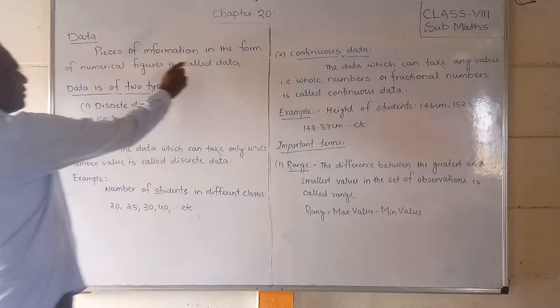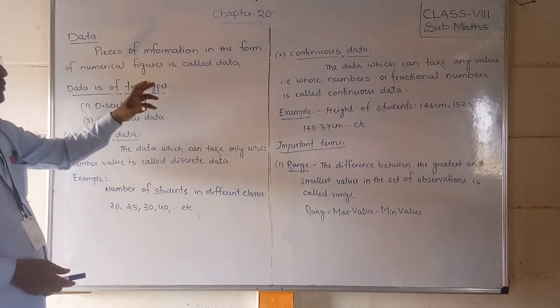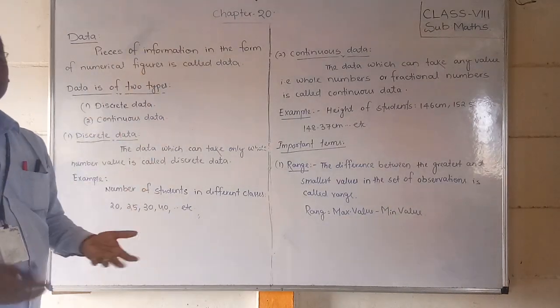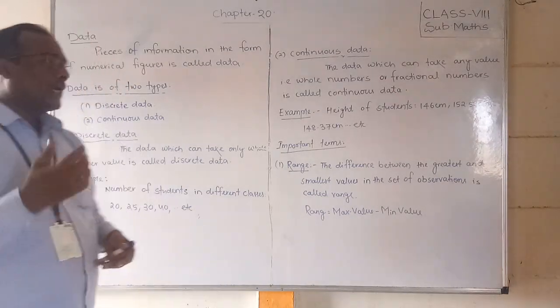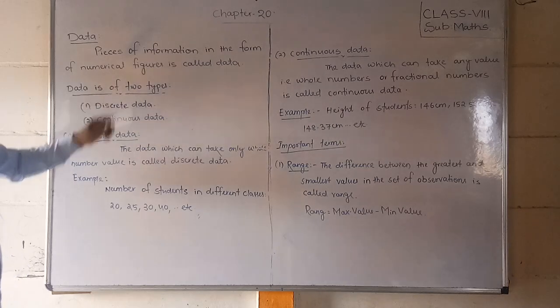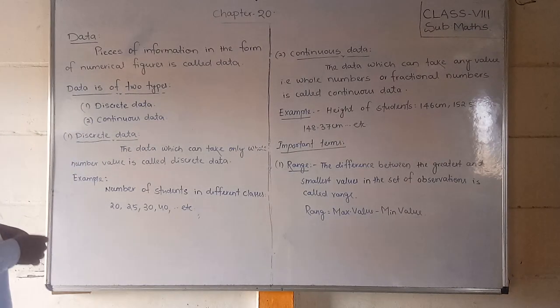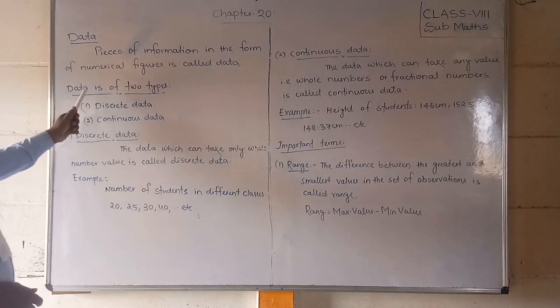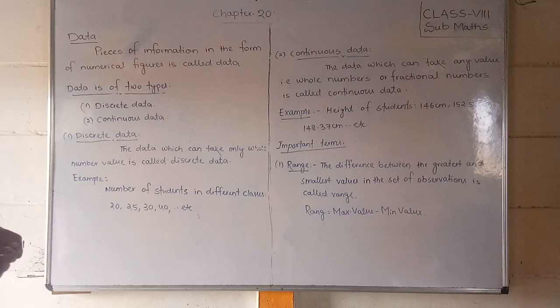Data, a piece of information in the form of numerical figures, is called data. A piece of information, like the height of the students in your class. Whatever we get, that is called data. And this data is of two types, already you have studied in the 6th standard what primary data and secondary data are. Now data is generally of two types, one is discrete data and the other is continuous data.